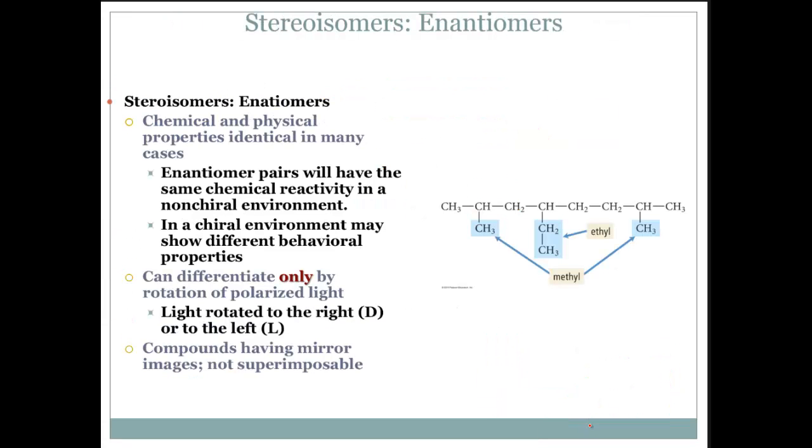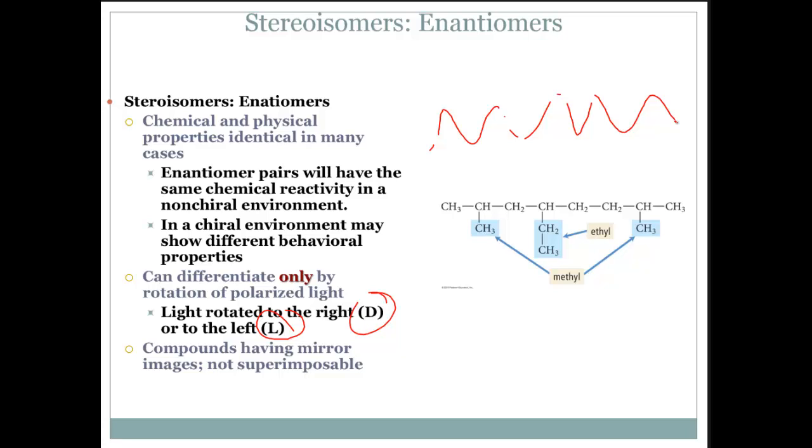Alright, so let's talk about stereoisomers a little bit more. The chemical and physical properties are identical in many cases. Enantiomer pairs will have the same chemical reactivity in a non-chiral environment. In a chiral environment, they may show different behavioral properties. For instance, with light and polarizability. It can differentiate only by rotation of the polarized light. The light rotated to the right, or the light rotated to the left. Remember, light is in waves. So if we move the wavelength from one direction to another, the molecule might behave differently.